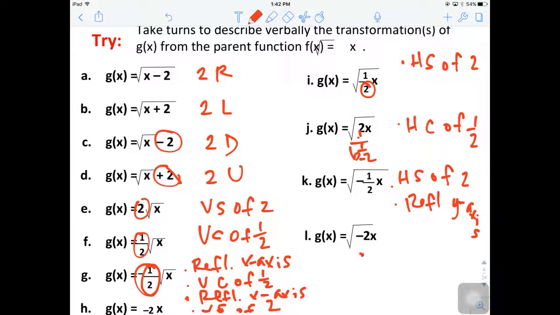And then here we have a reflection across the y-axis again. And then also a horizontal compression of 1/2 because the 2 is like 1 over 1/2. So B equals 1/2. Hopefully that's more practice for you. And we're going to continue with the next slide.